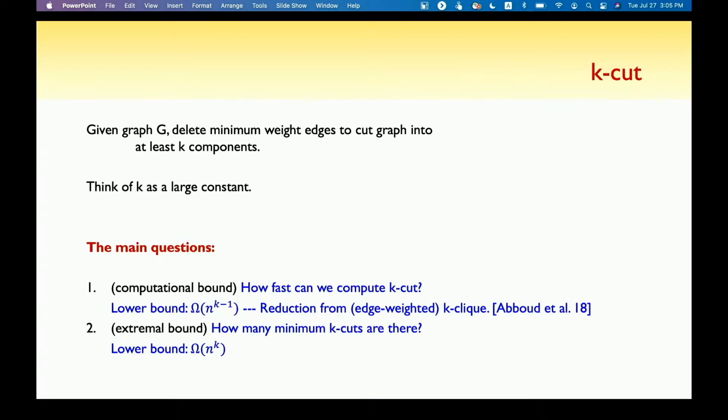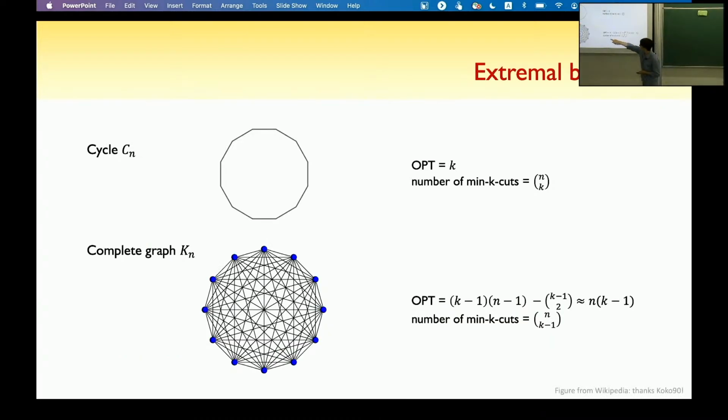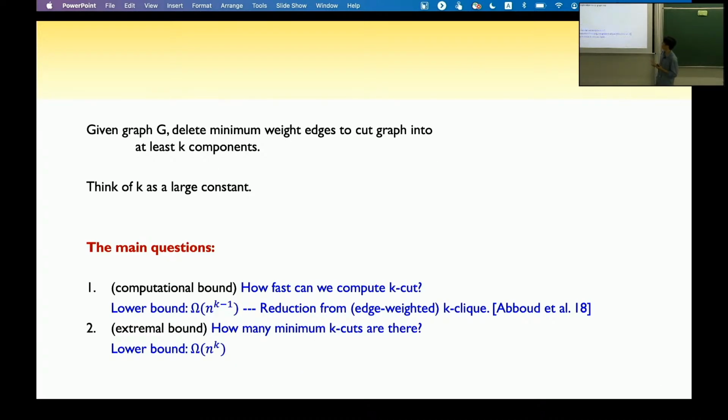And then even for the computational question, I'm not going to tell you the exact reduction, but inspired by this connection between a clique and k-cut, one can show a reduction from computing some version of a k minus 1 clique to the minimum k-cut problem. So if you assume some kind of bold complexity conjecture, then one can say that n to the k minus 1 is a natural time lower bound for even a computational question.